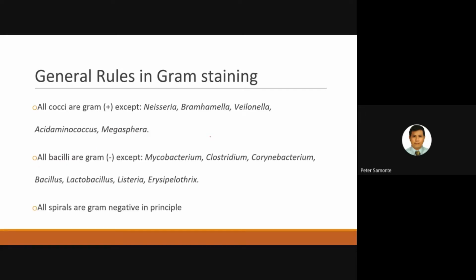Now, a general rule, class, in Gram staining. Remember, in Gram staining, you would have your Gram positive and Gram negative. Nung time ko, class, nung nag-aaral ako, we only had these three. Ngayon, dumagdag na tong dalawang to. Now, the general rule, para matandaan nyo: all cocci are Gram positive, except Neisseria, Branhamella, Veillonella, Acidaminococcus, and Megasphaera.